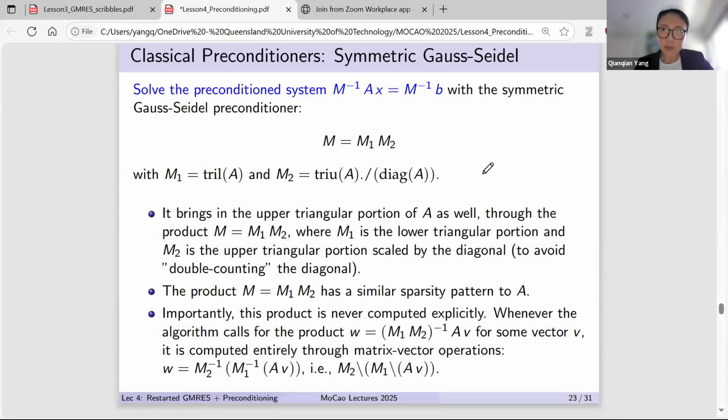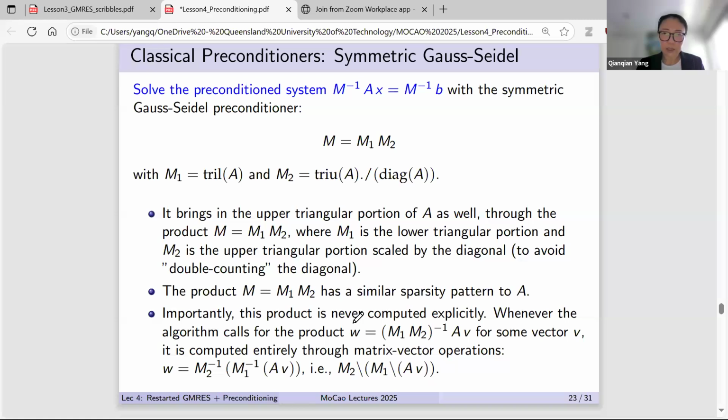So next one is called symmetric Gauss-Seidel. This time, my preconditioner is going to look like this. It's a product of two matrices, where M1 is the lower triangular part of A, the standard Gauss-Seidel preconditioner, and M2 takes the upper triangular portion of A into consideration as well, scaled by the diagonal values of A so that we don't double count the diagonal. This one has a similar sparsity pattern to A, and again it is very cheap to apply. It's really just a forward or backward substitution.